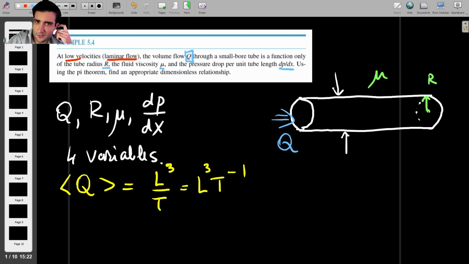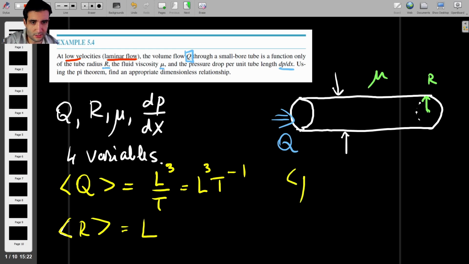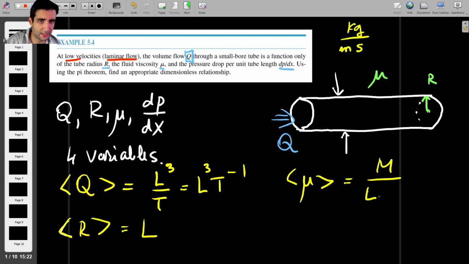Okay, then what else do we have? We have the radius r, and radius is a length, so we just write that like this. This is length. And then we have fluid viscosity. Now, this is an interesting one. Fluid viscosity, or dynamic viscosity more specifically, is typically kilograms per meter second. So kilograms, that's mass, over length times time. Note that this is not meters, right? That just says that we're looking at a unit of mass.